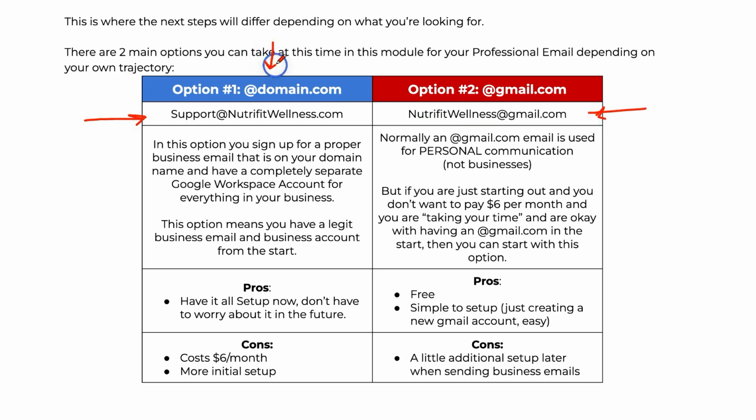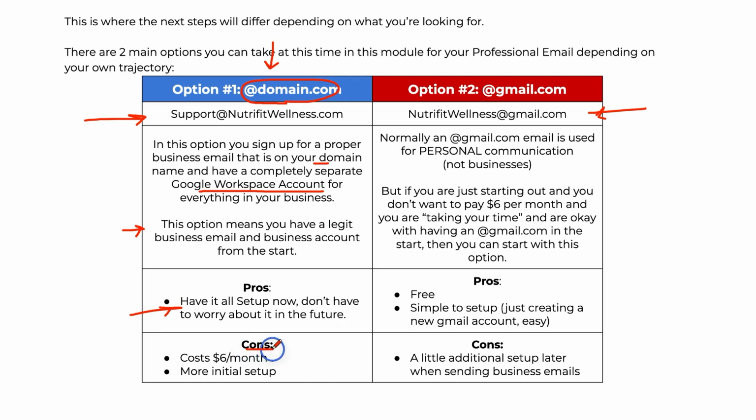In this first option, you're signing up for a proper business email address on your domain name, and you have a completely separate Google Workspace account, okay? Google Workspace is what is used to set up this domain name. Now, don't worry, you don't have to know about it. We're going to walk you through it step by step, but I'm just planting those seeds right now, okay? So when you have your at domainname.com, it's going to have everything located in that for your business. This option means that you have a business email and a business account from the start, okay? The pros of this is that you have all of it set up from the beginning, so you don't have to worry about it in the future.